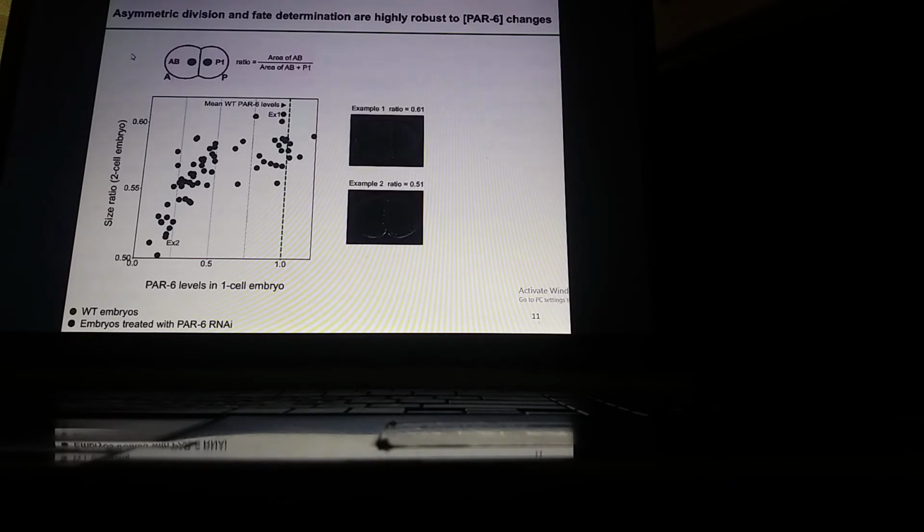And just to give you an idea of what the two ends of the spectrum look like, on the top right of the plot, we see an embryo that is able to divide quite nicely in an asymmetric way. And on the bottom left of the plot, we see an embryo that almost lacks PAR6 expression completely, that divides completely symmetrically.